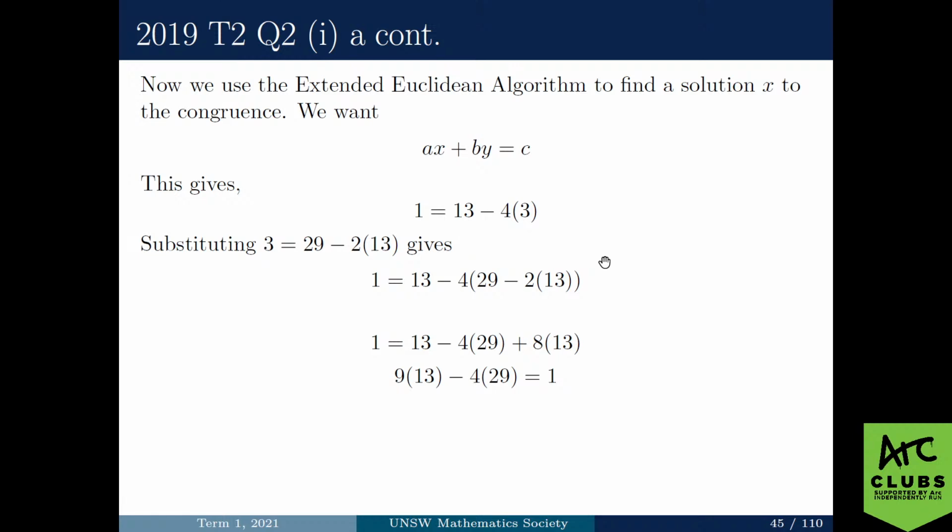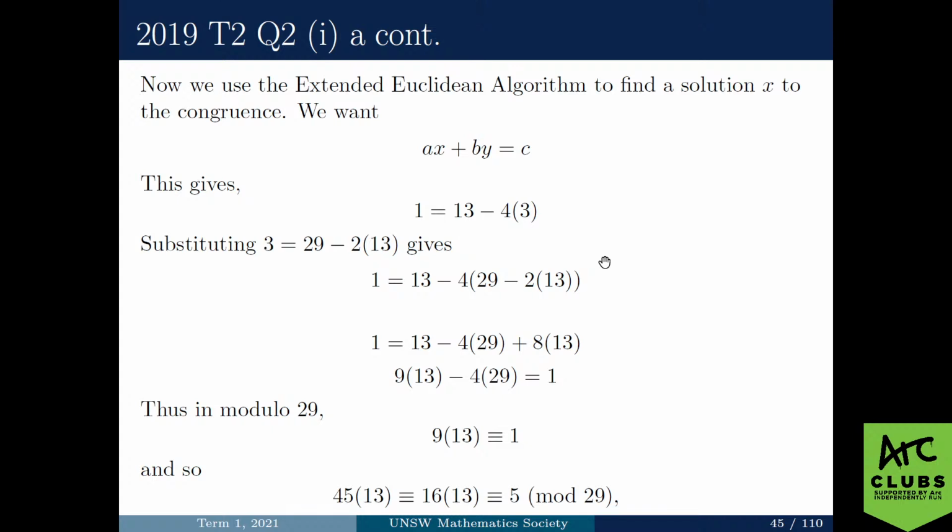And this is basically in the form ax plus by, where a is 13 and b is 29. And so if we take the modulus of this whole equation here, we get that 9 times 13 is equivalent to 1.